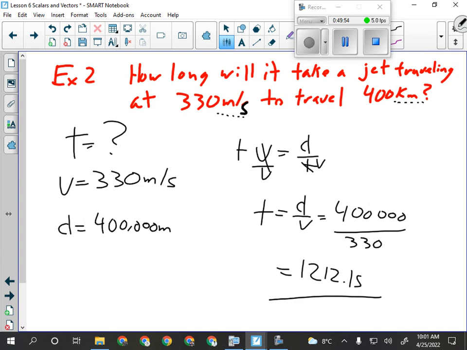Can you leave it like that? Can you leave it with a big number in seconds? Absolutely. Unless the question specifies they want it in minutes or hours, don't do extra work. It did not specify what the units for time had to be, so you go with what it gave.